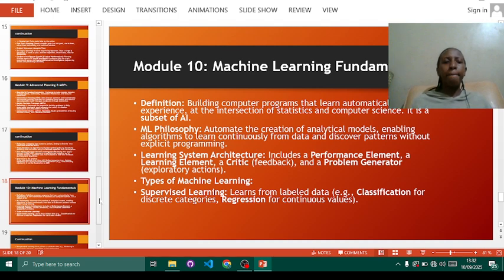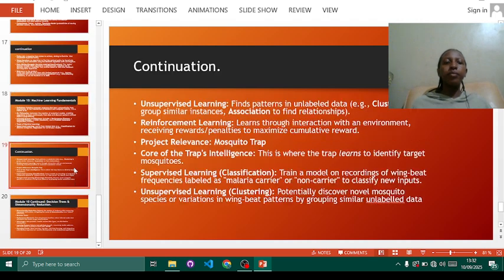Then we have unsupervised learning, where machines find patterns in unlabeled data. We have reinforcement learning, where machines learn from interaction with an environment. Project relevance: how is it relevant to my project?